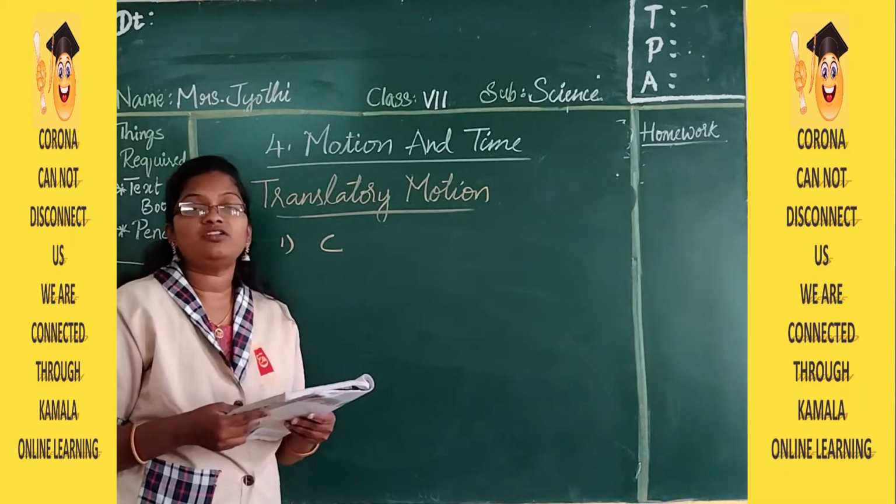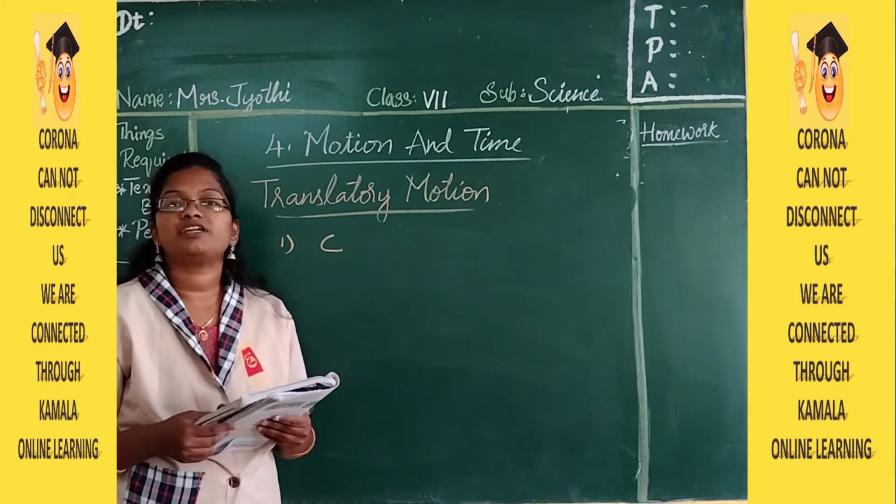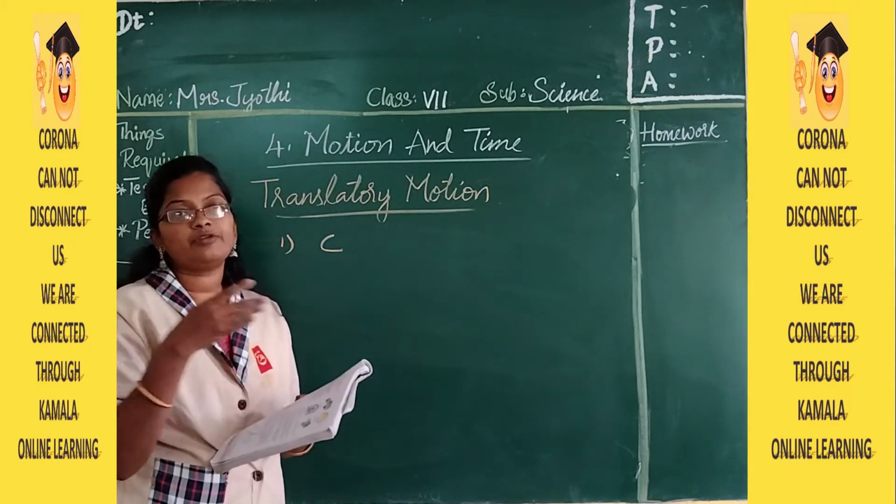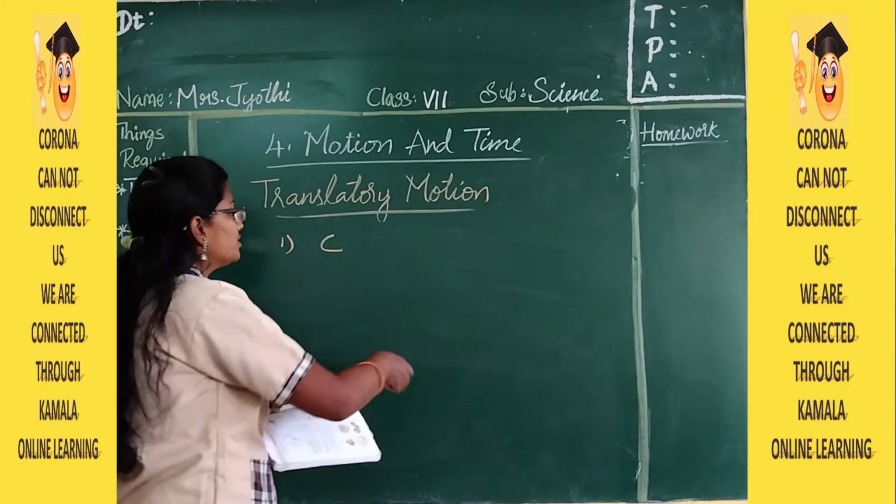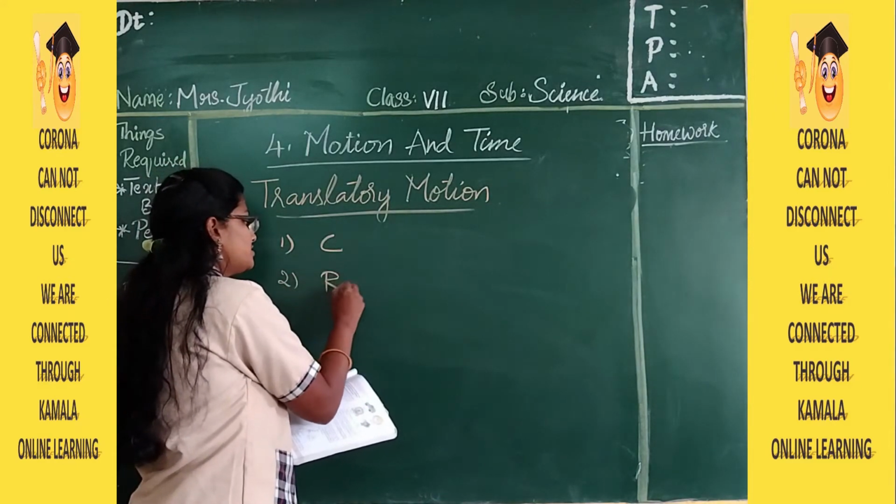Then movement of a train on a track. Sometimes the track will be straight and sometimes it is curved. So it is RC.